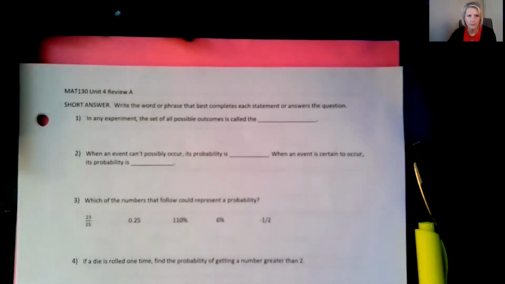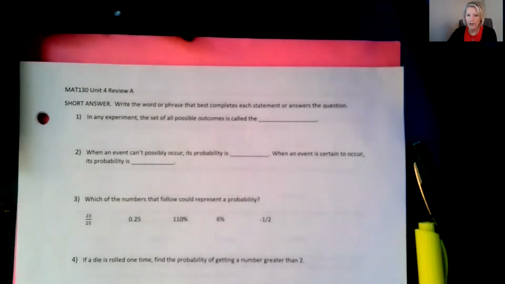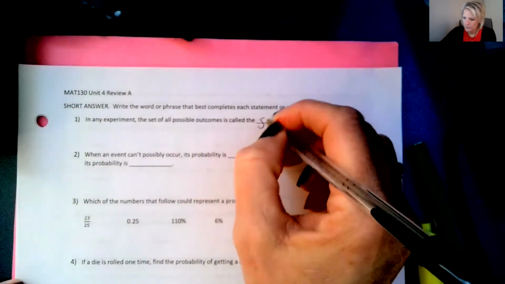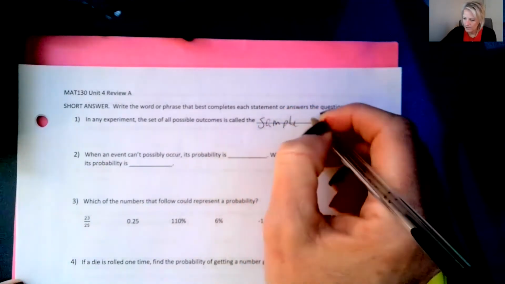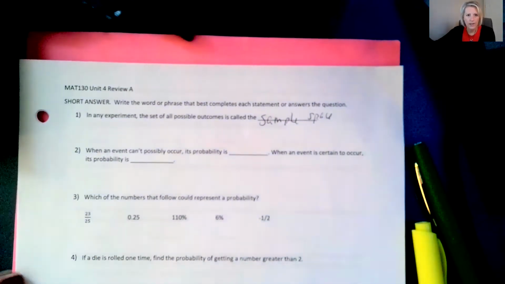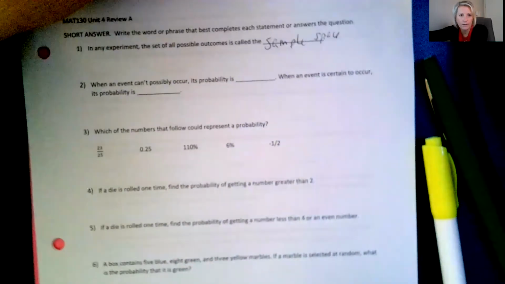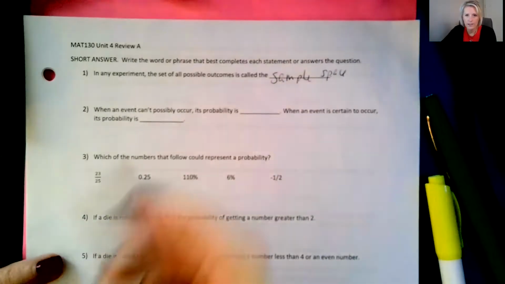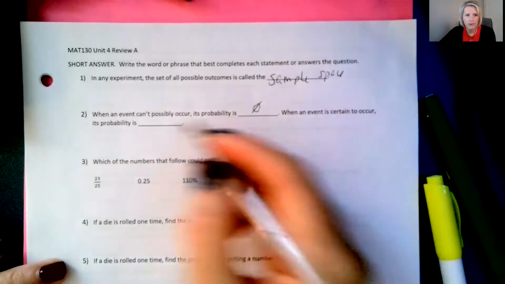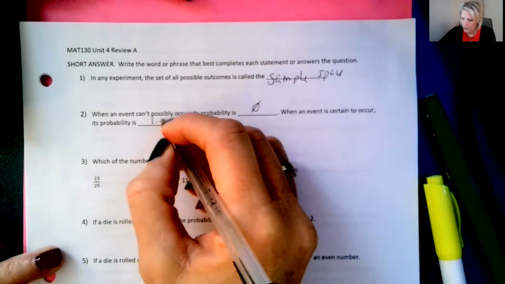So it says, in any experiment, the set of all possible outcomes is called the, and that would be our sample space. When an event can't possibly occur, its probability is 0. When an event is certain to occur, the probability is 1.